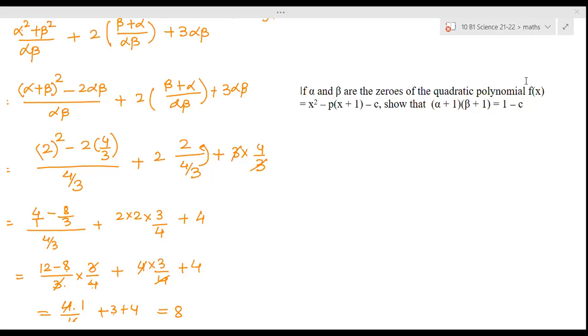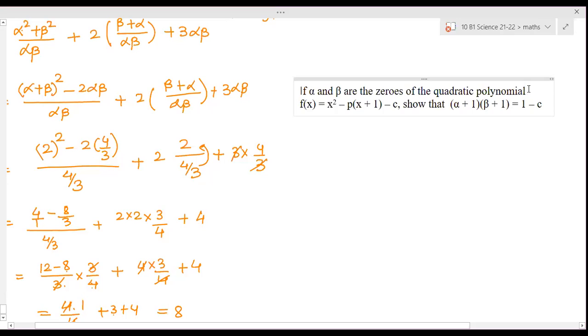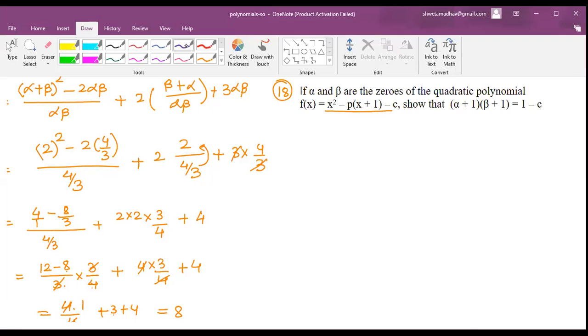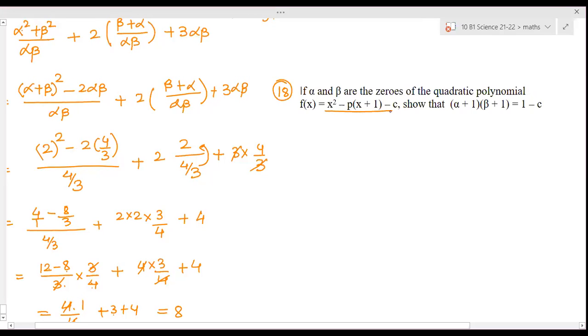A polynomial is given: f(x) is equal to x square minus p into (x plus 1) minus c. This is the 18th question. Now in this question, first simplify this polynomial: x square minus px minus p minus c.